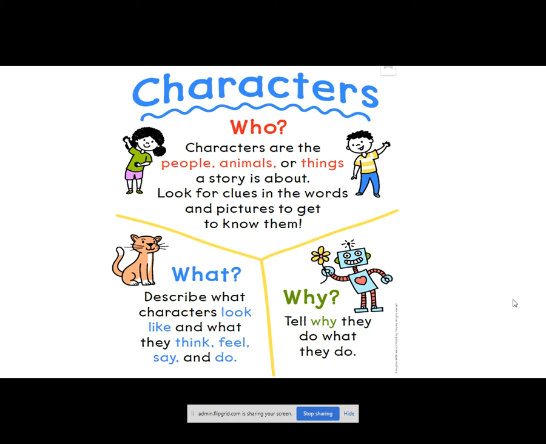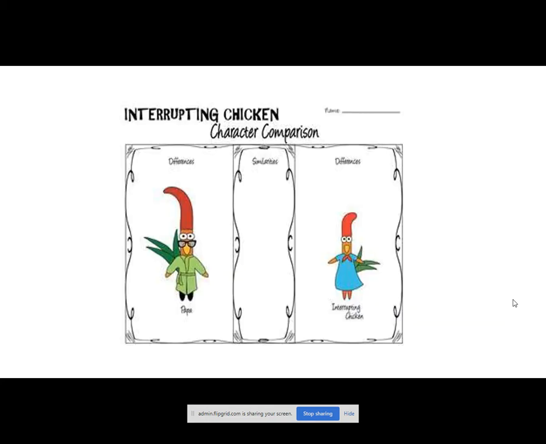You need to also be thinking about how a character feels. How are they feeling and what are they thinking? All of these things can help you describe characters and even the reasons for their actions and why they do the things they do. Today, we will reread parts of Interrupting Chicken to practice describing the characters and the reasons for their actions. Remember, there was Papa Chicken and then there was the Interrupting Chicken. Now, we can talk about how they're the same and how they're different. And there's all kinds of ways to learn and talk about characters.